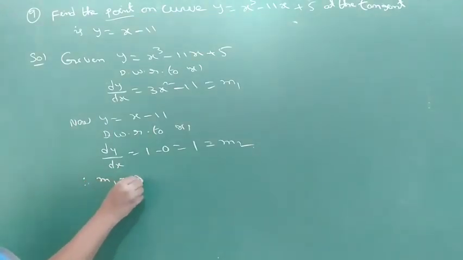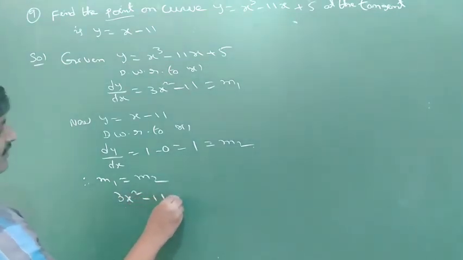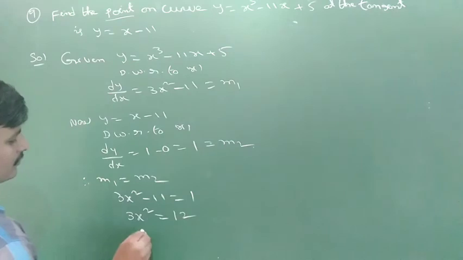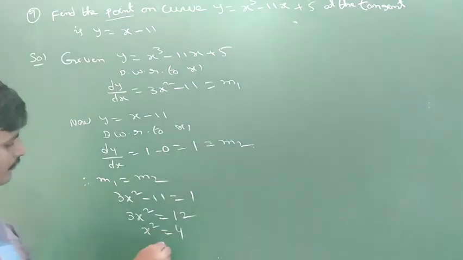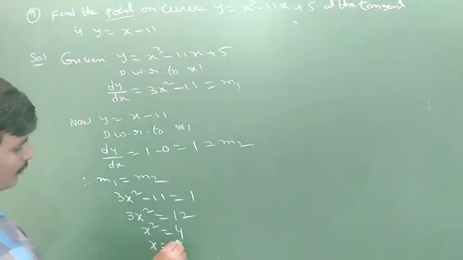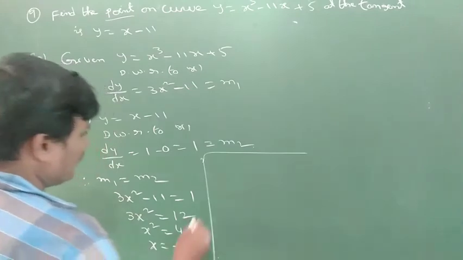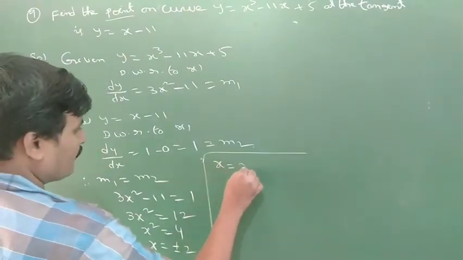Since m1 is equal to m2, 3x square minus 11 is equal to 1. 3x square is equal to 12, x square is equal to 4, x is equal to plus or minus 2. So what are the points? x is equal to plus or minus 2.